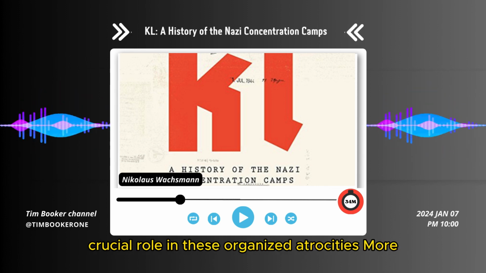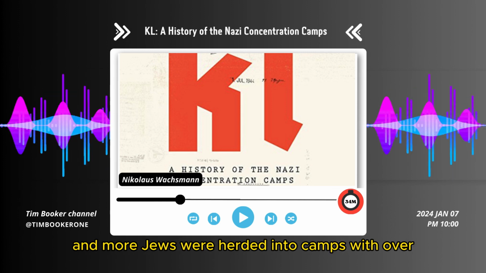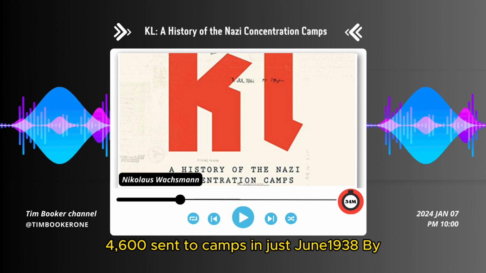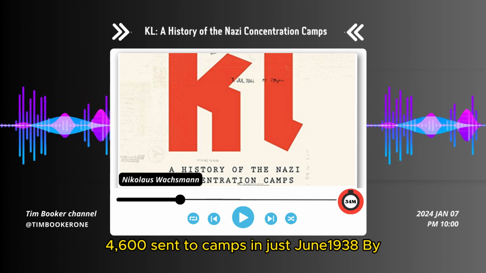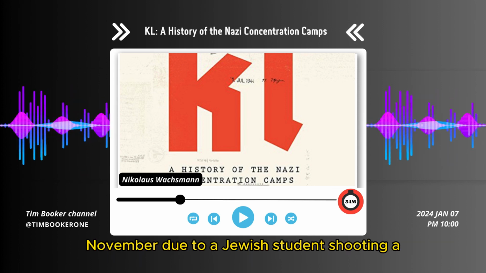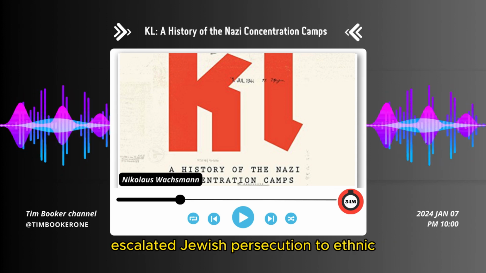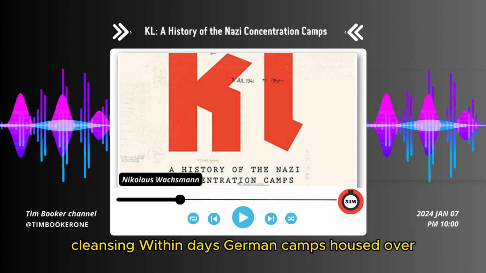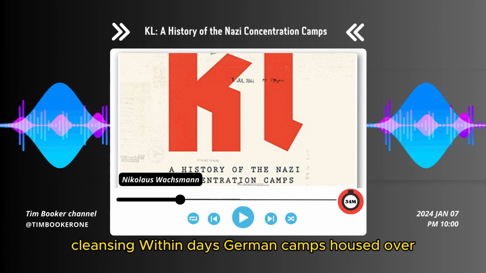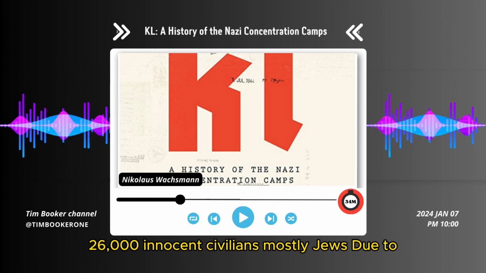From 1938 onwards, Nazi Germany's persecution of Jews underwent systematic, large-scale escalation, and concentration camps played an increasingly crucial role in these organized atrocities. More and more Jews were herded into camps, with over 4,600 sent to camps in just June 1938. By November, due to a Jewish student shooting a German diplomat in Paris, Hitler swiftly escalated Jewish persecution to ethnic cleansing. Within days, German camps housed over 26,000 innocent civilians, mostly Jews.